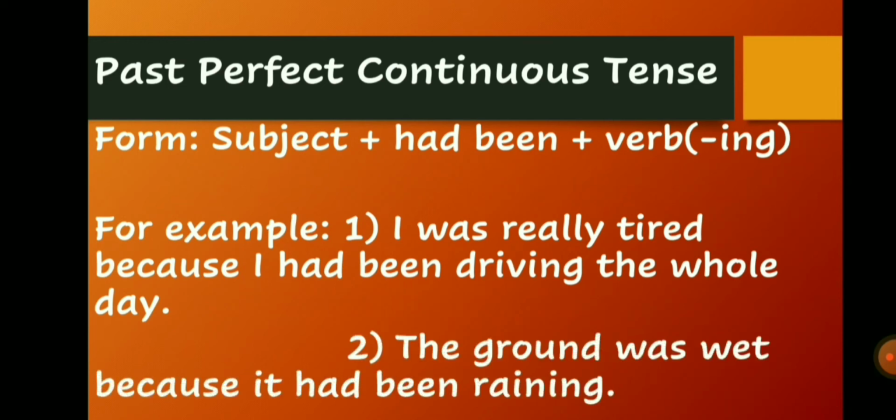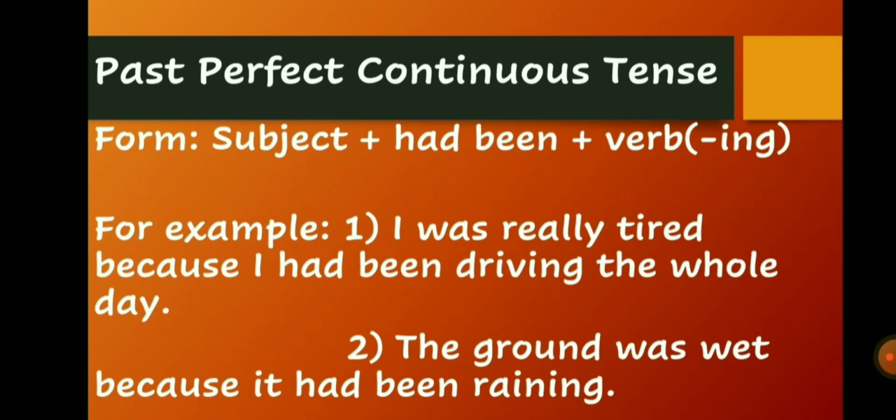Now let's see the second example. The ground was wet because it had been raining. So the ground is a subject. Had been raining is a past perfect continuous tense, as it refers to the action that had started in the past and continued up till another time in the past. So hence past perfect continuous refers to actions that had started in the past and continued in the past only, up till another time in the past.